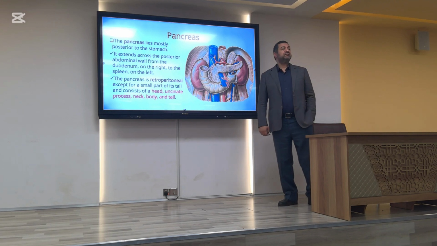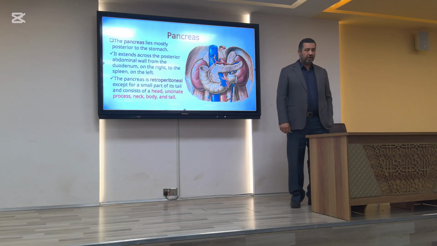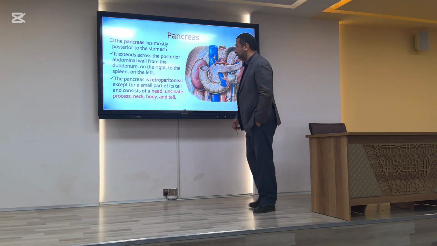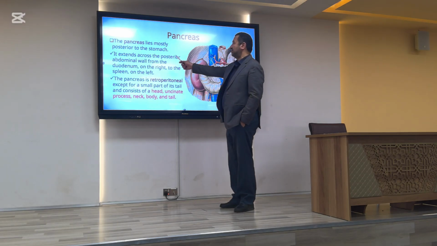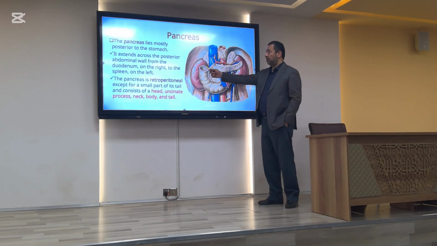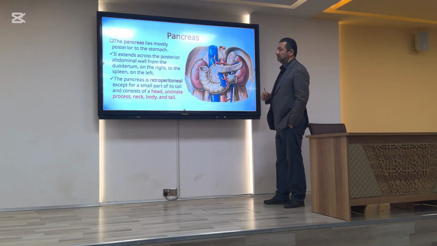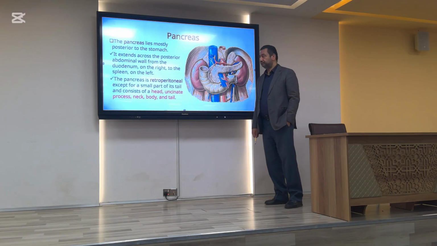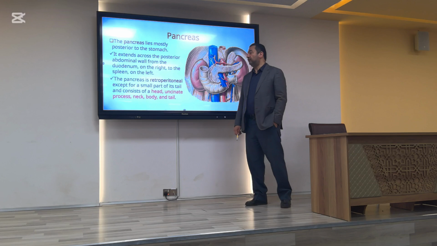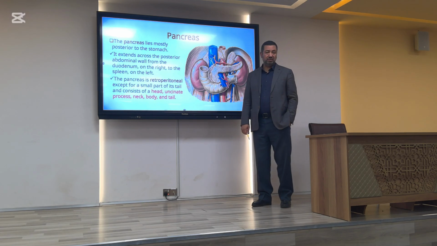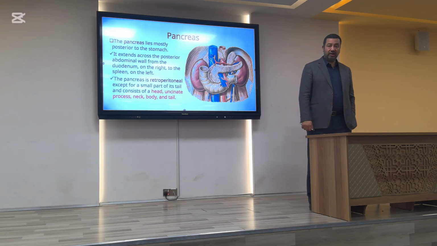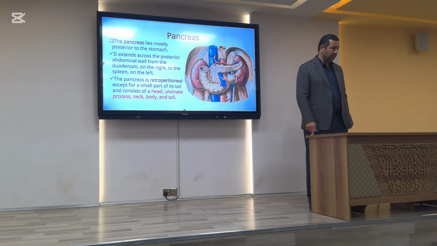Pancreas is a retroperitoneal organ that is located posterior to the stomach. It extends across the posterior abdominal wall from the duodenum on the right to the spleen on the left. The pancreas is retroperitoneal except for a small part of its tail that is located in the lienorenal ligament.